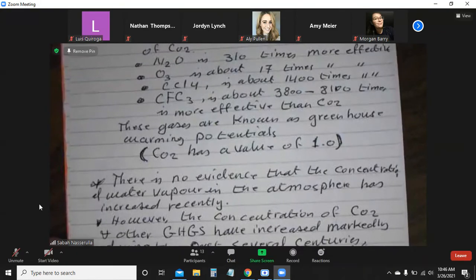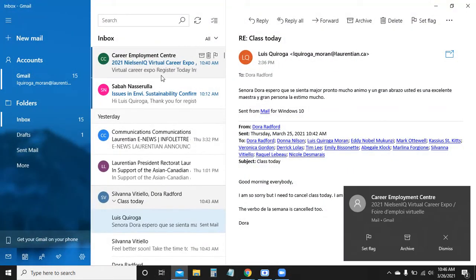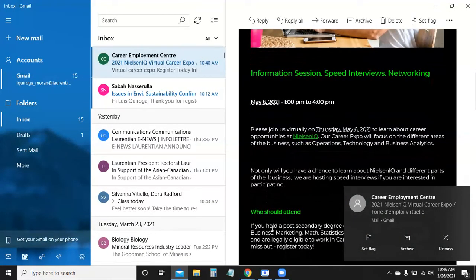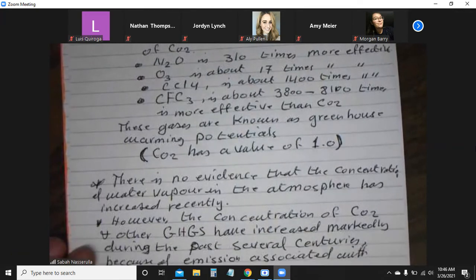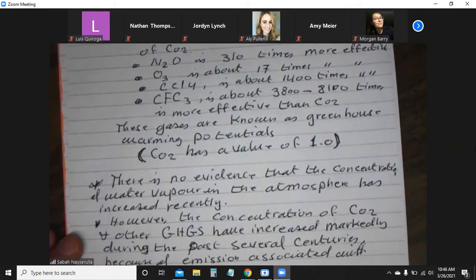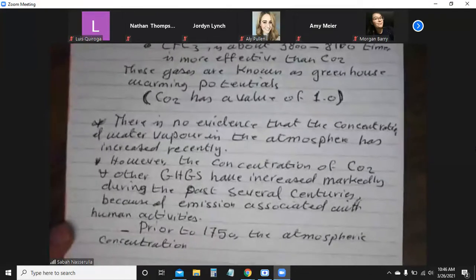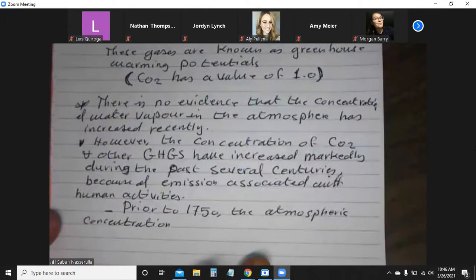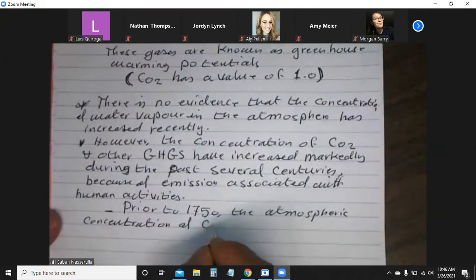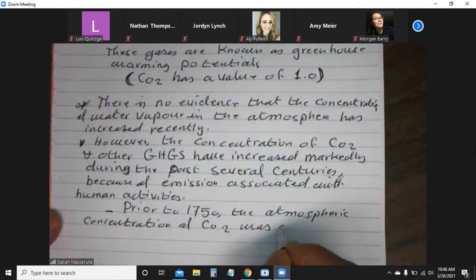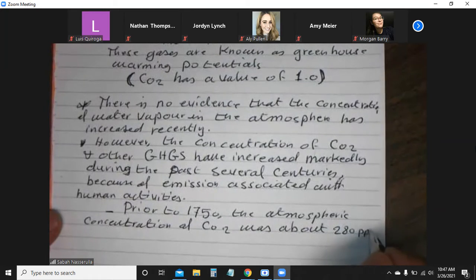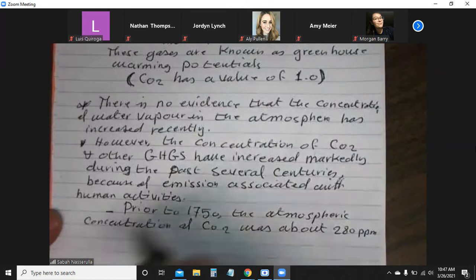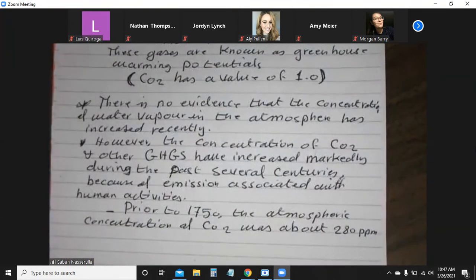Now, for example, prior to 1750 or the 1750s, the atmospheric concentration of carbon dioxide was about 280 parts per million. This data I'm giving you compares from that time to almost 2007, 2008.